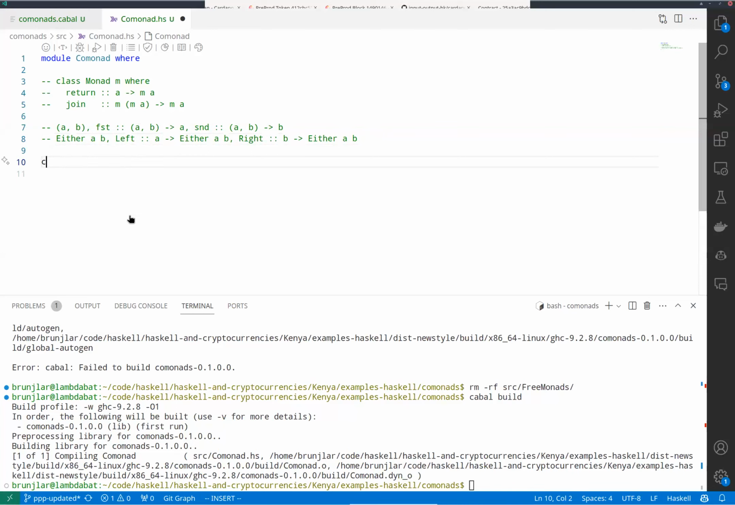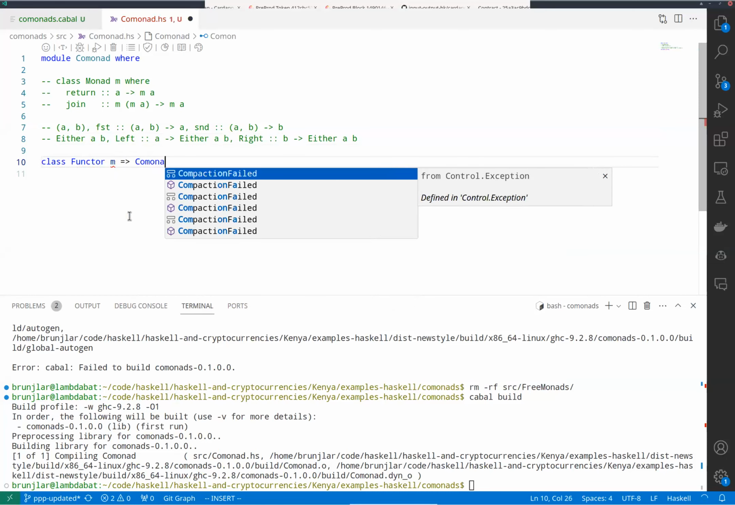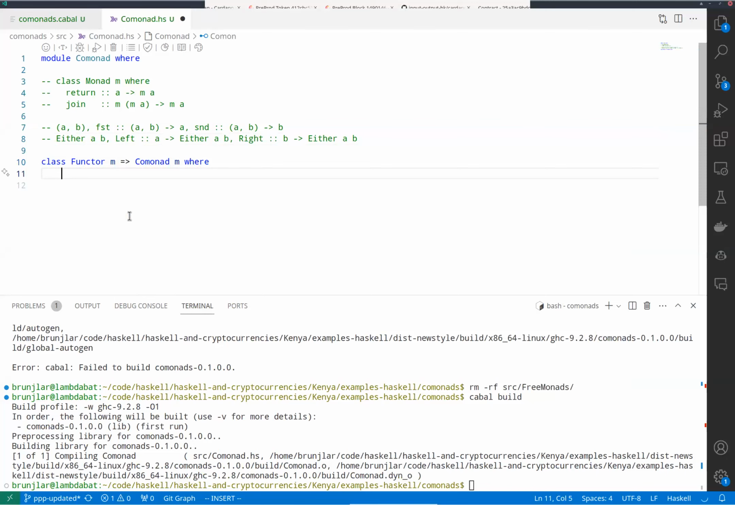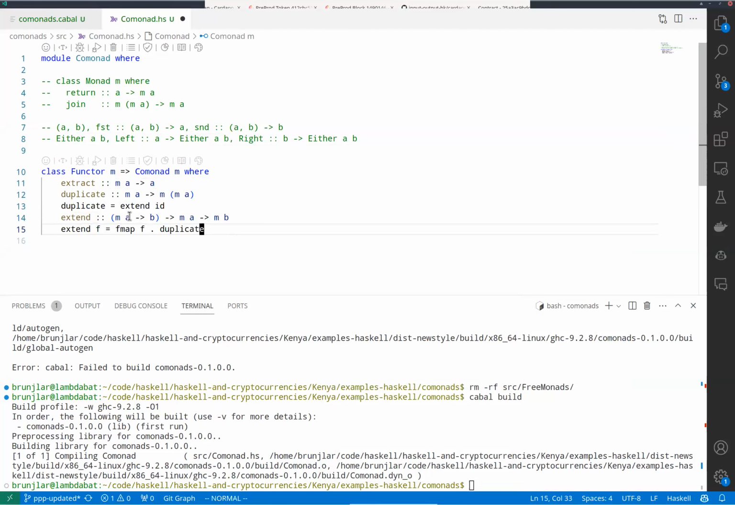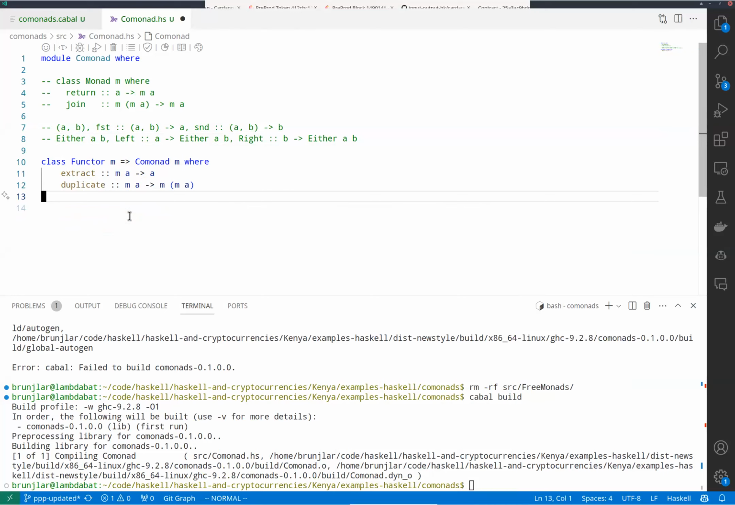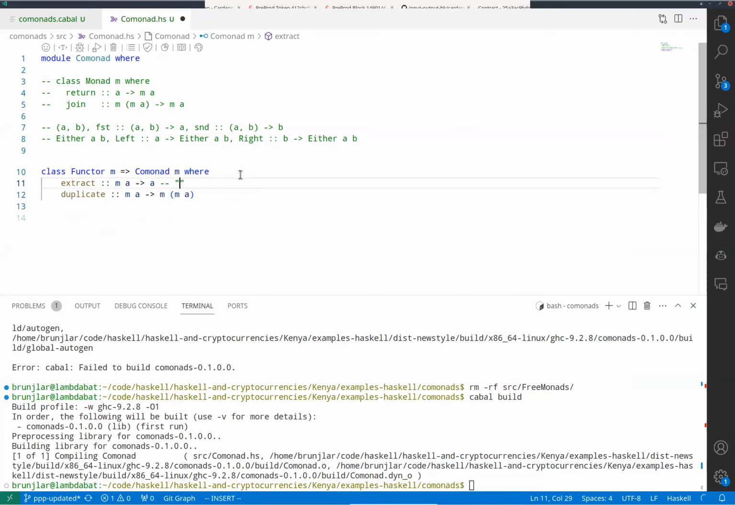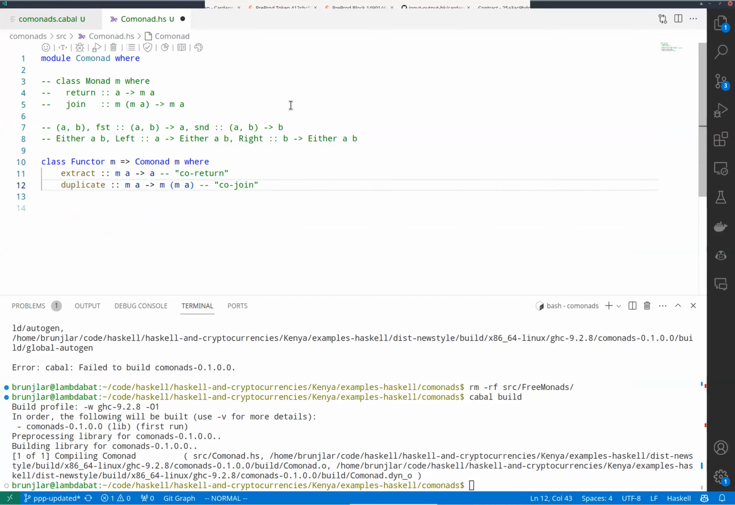And so that leads me to the definition of a comonad. If M is a functor, then M is a comonad where you would have co-return, but that is called extract. And basically the co-join, I could call this co-return, and this is co-join, but the names are just different.